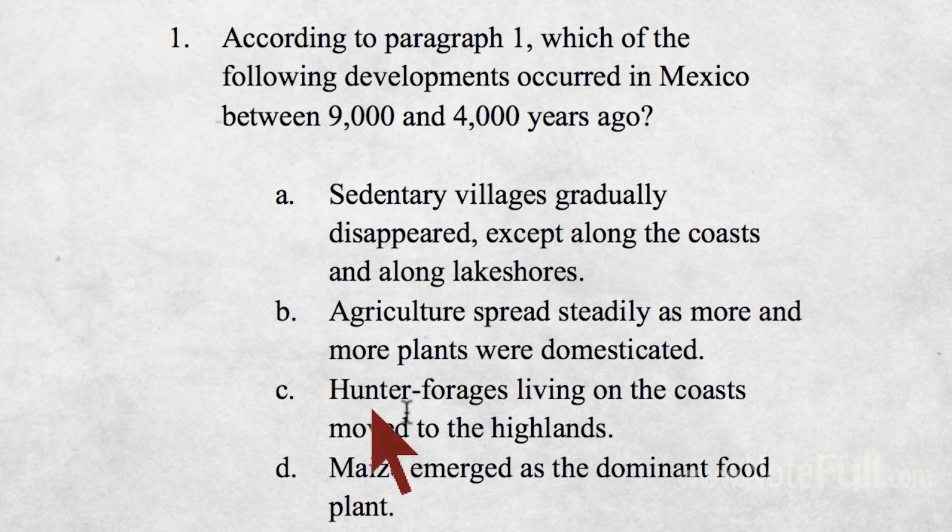C. Hunter-foragers living on the coasts moved to the highlands. Moved to the highlands? We had become large enough. So this is definitely a no, right? So we're running out of choices, so let's see D. Maize emerged as the dominant food plant. Okay, maize is there, but what about had become large enough? I'm not sure. I would say this is a maybe or a yes, right? That's what you should think. So in my opinion, most of you will come up with something like A, B, C as no, no, no, and D a maybe. And you have your answer because D is correct.